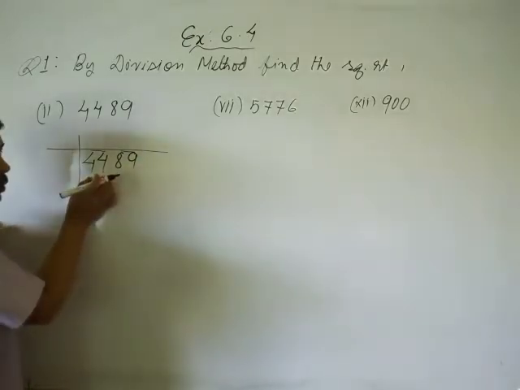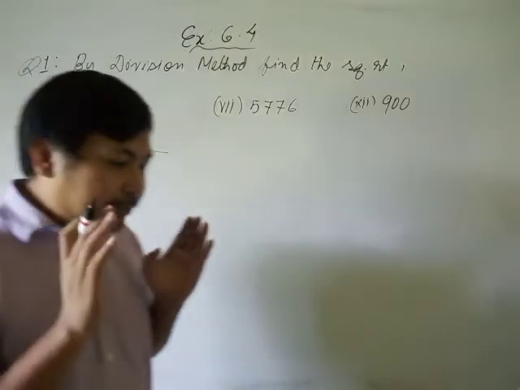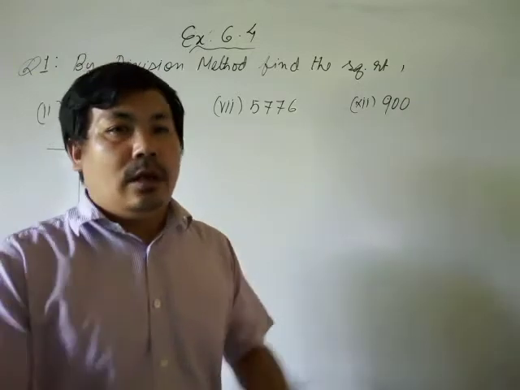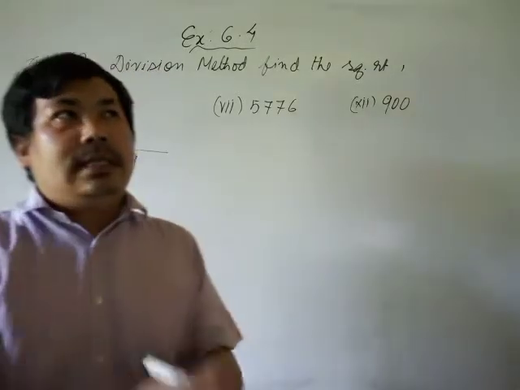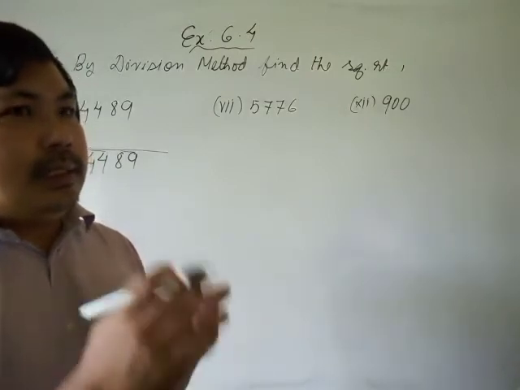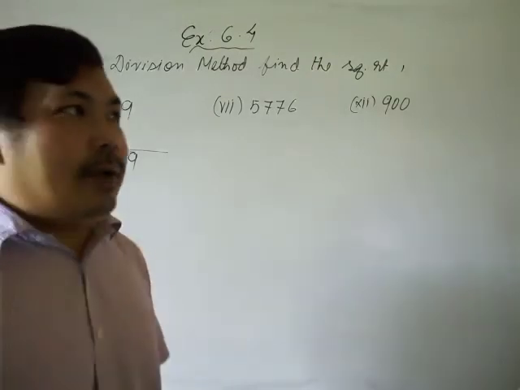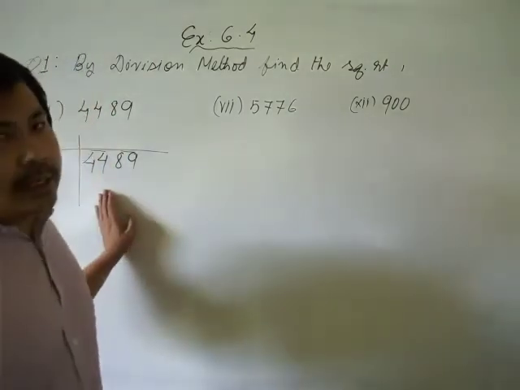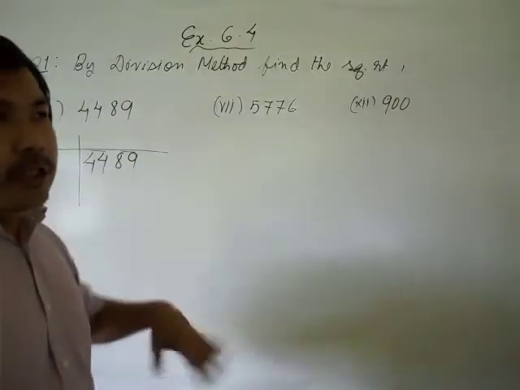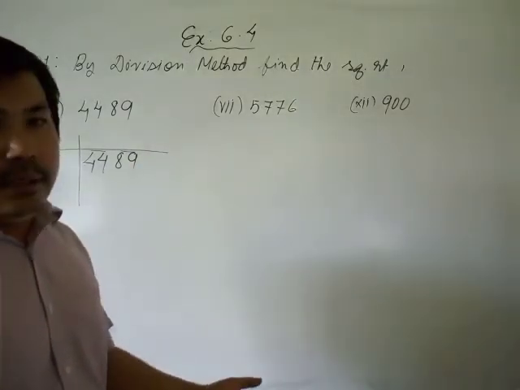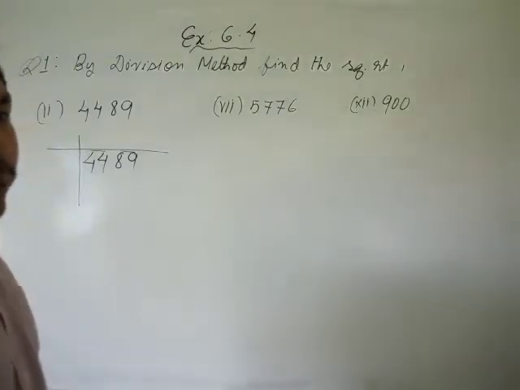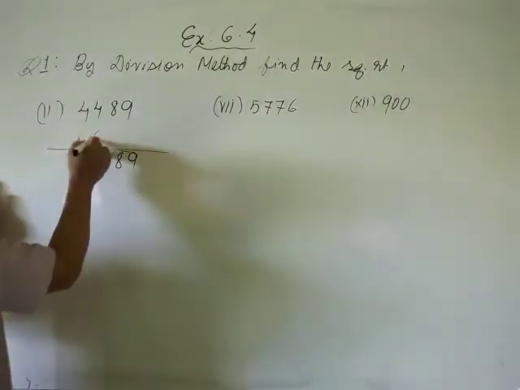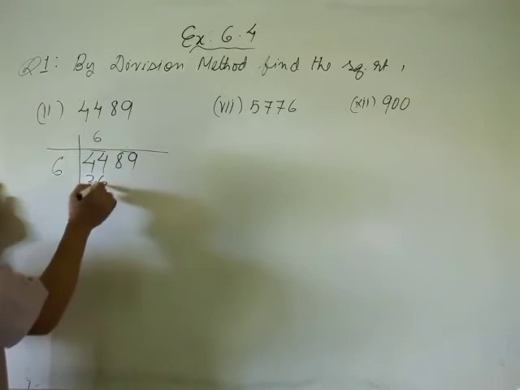After that we take the first pair, 44, and we see which perfect square number it is near. 5 fives are 25, 6 sixes are 36, 7 sevens are 49. 49 we cannot take in the division, because it is more than 44. We have to take less than that. So we take 6 sixes are 36 here.